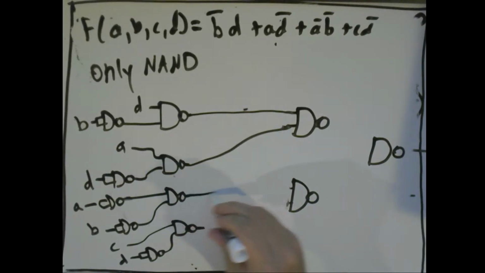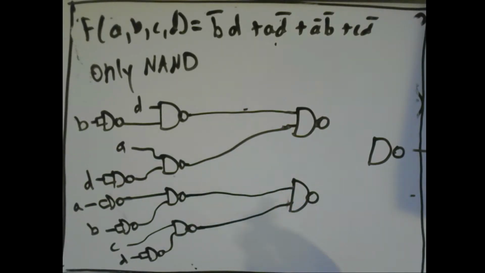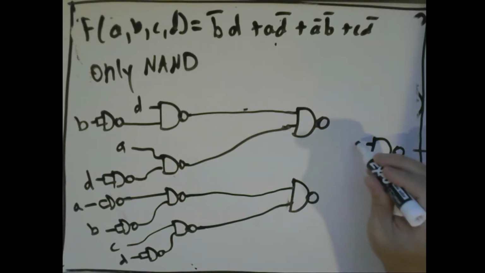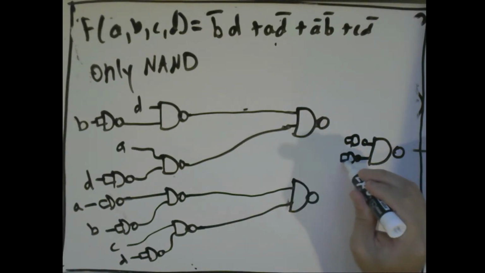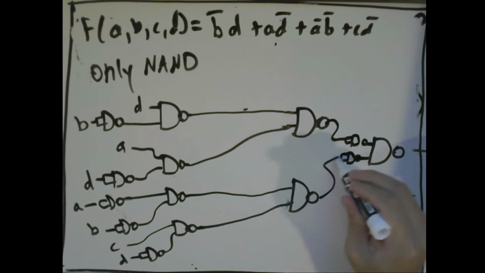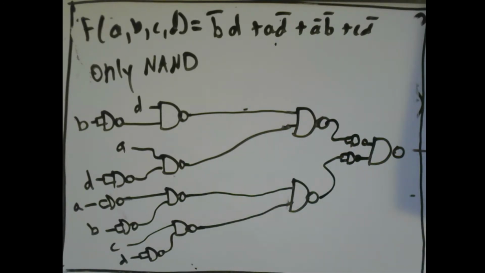So now we have this, and we want to make one more OR gate to invert the last stage, or to OR the last stage, like this. And this is our completed circuit. So that's how you create a circuit with only NAND gates.